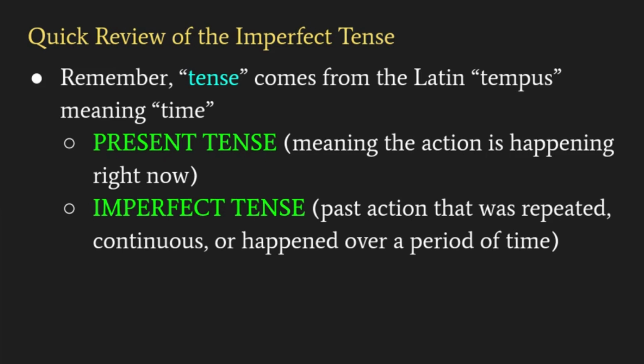Present tense is when an action is happening right now. So you say, I am walking. Imperfect tense is what we learned last chapter. It's something in the past. So you say, I was walking. The difference is it's repeated, continuous, or it happened over a period of time. Because there's a couple different ways we can use verbs in the past tense. We call it in English. This is just one of them. So it's really a continuous action.